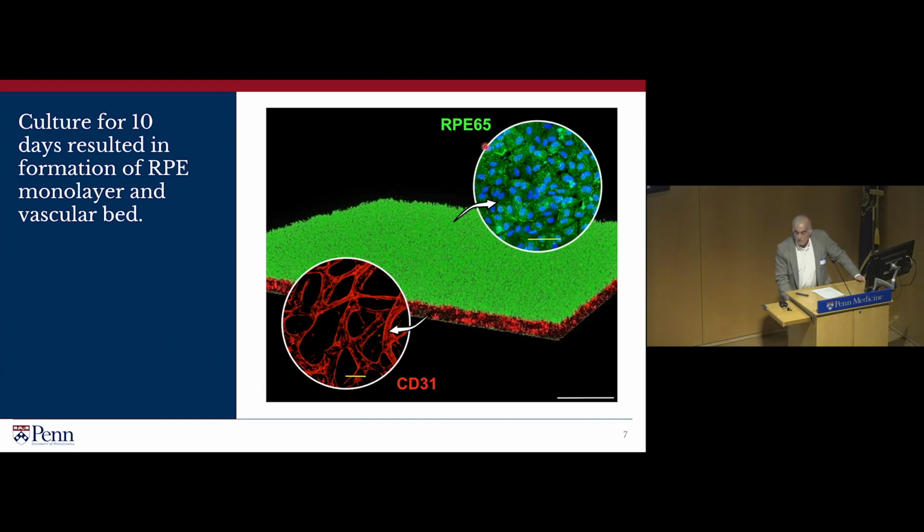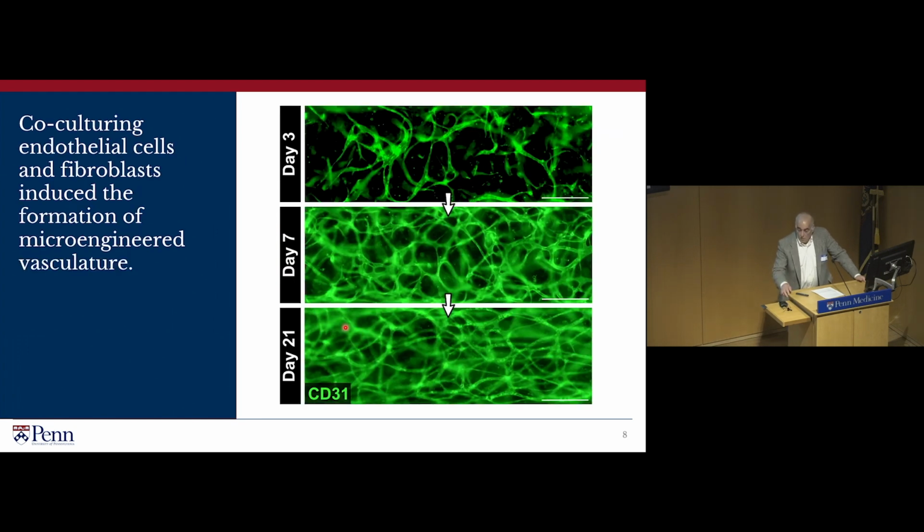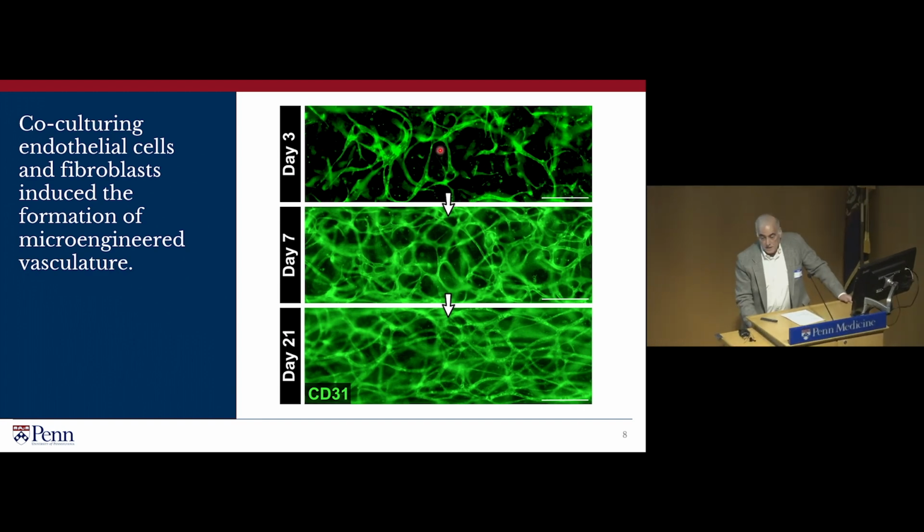This is a confocal image showing that, in fact, the overlying RPE cell is expressing RPE65, which is a specific marker for RPE, and also the underlying vasculature is expressing CD31, which is a specific endothelial cell marker. What we found is that it takes time for the vasculature to mature. There are some vessels at day 3, but we don't consider them to be very mature. And it takes a period of at least 21 days to get a very mature vasculature in that bottom chamber.